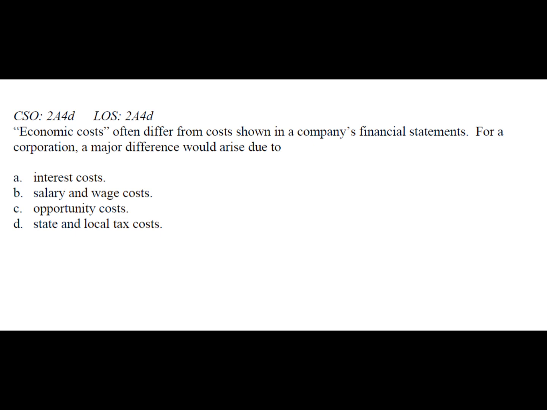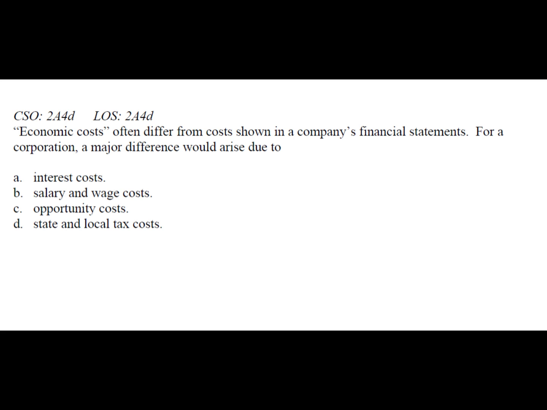This question tests the distinction between economic costs and accounting costs, an important concept in economics, finance, and managerial decision-making. Accounting costs are the explicit costs recorded in a company's financial statements. These include expenses such as wages, rent, utilities, depreciation, interest, and taxes that involve actual cash payments or recognized accounting expenses. In contrast, economic costs include both explicit costs, recorded accounting costs, and implicit costs, opportunity costs, which represent the benefits sacrificed by choosing one alternative over another.